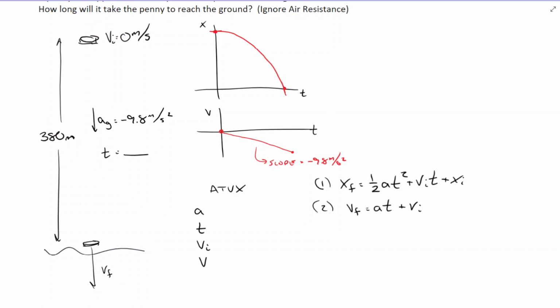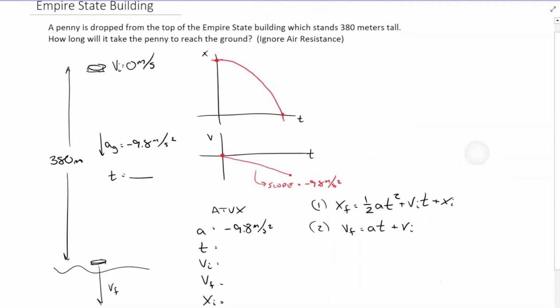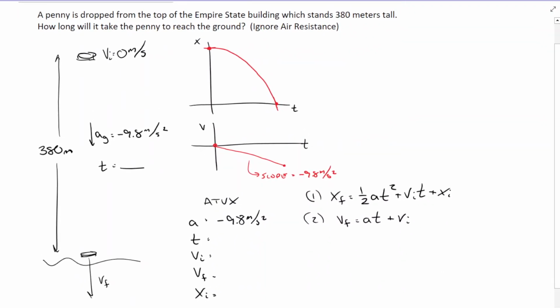A, t, v initial, v final, x initial, x final. These are our locations. All right, a is downward at 9.8 meters per second squared. That's always going to be the case if we're on Earth. If we change planets, then that might change and the problem would give it to you. But if it's not said otherwise, we'll assume we're on Earth. We don't know our time, and they ask how long. Well, that means that time is what we're looking for. I'm going to put a star on it.